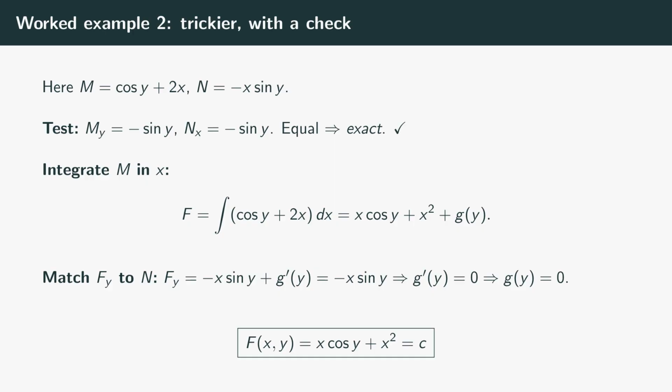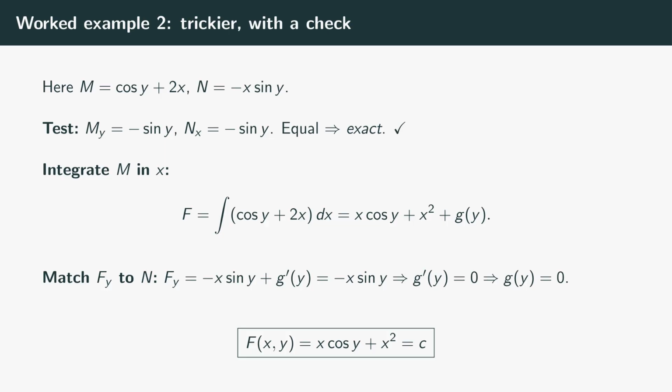Run the test. The partial of m with respect to y, the derivative of cosine y is minus sine y, and the 2x term has no y, so m sub y is minus sine y. The partial of n with respect to x, n is minus x sine y, and sine y is a constant with respect to x, so n sub x is minus sine y. They match, so the equation is exact.